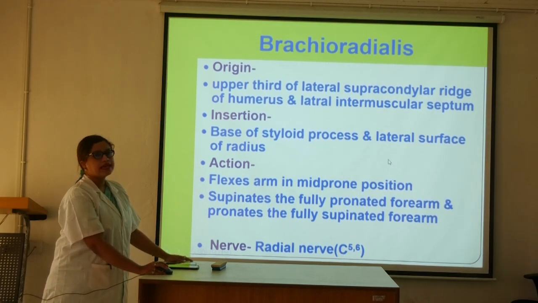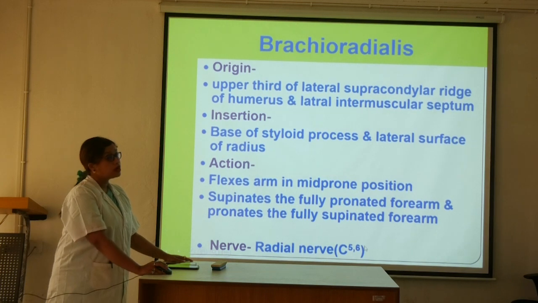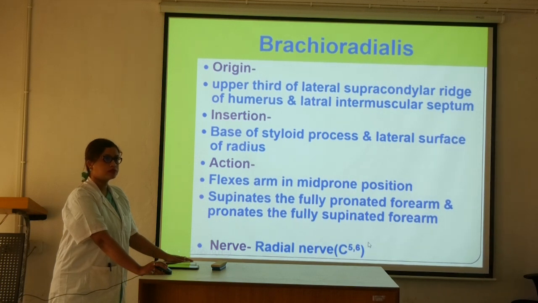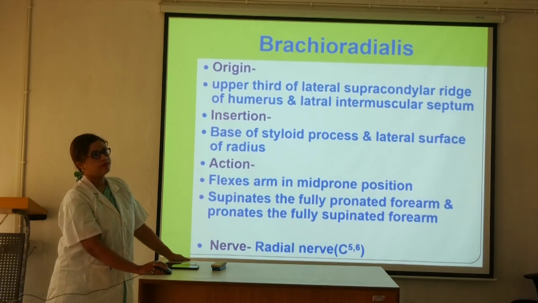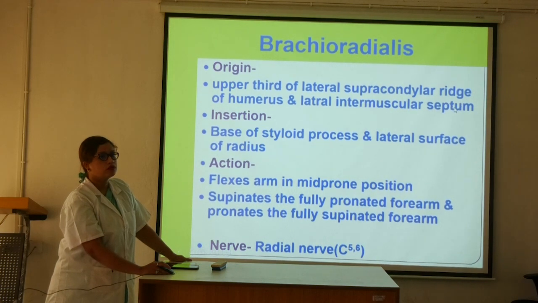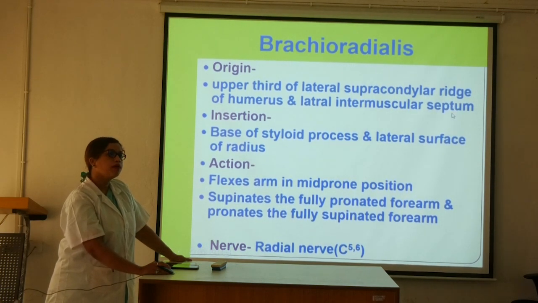And nerve supply is again the radial nerve. What is the root value? Root value? C5, C6. Ulnar nerve? C8. It is the nerve of which plexus? Which cord? The radial nerve is a branch of which cord? Posterior cord. Ulnar will be medial cord.